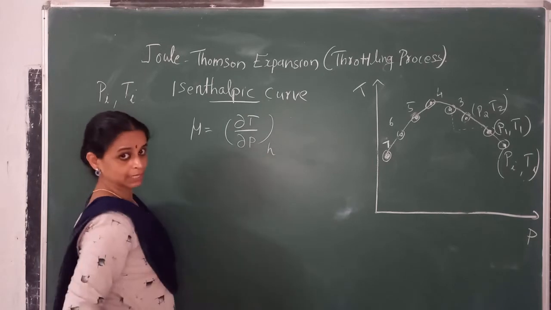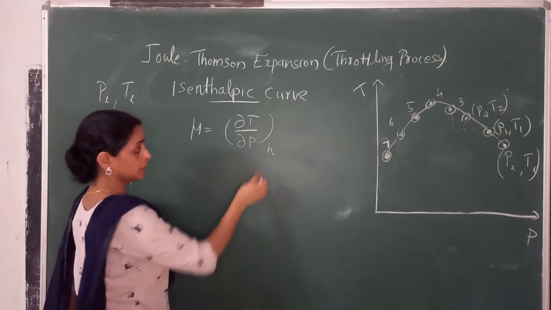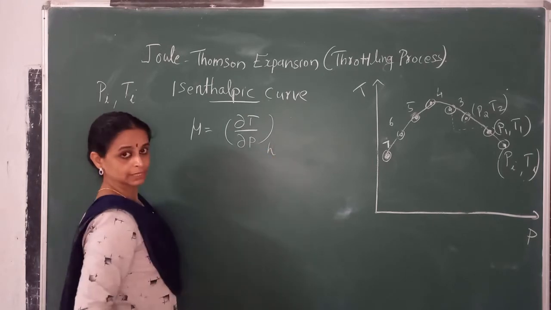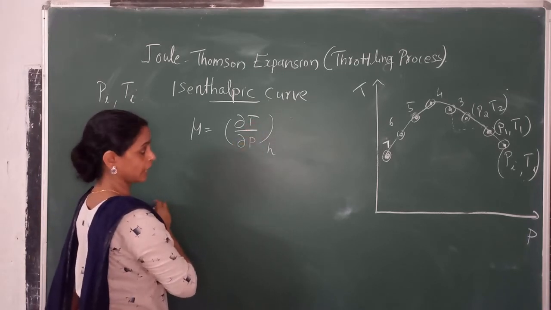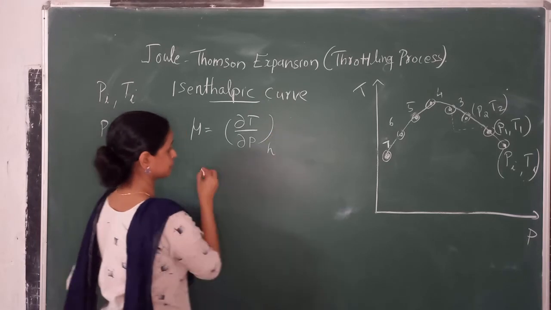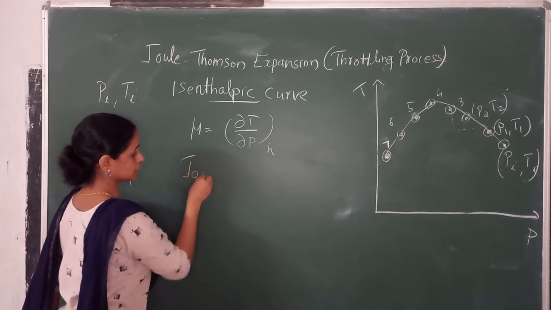This is molar enthalpy. For 1 mole I am talking. For molar, otherwise we have to write the capital H. So mu is ∂T/∂P at H. This is known as the Joule-Thomson coefficient.